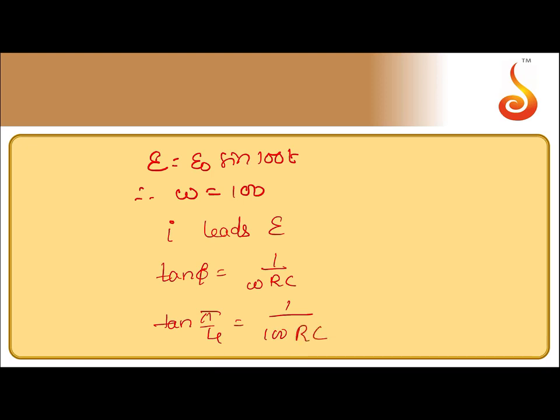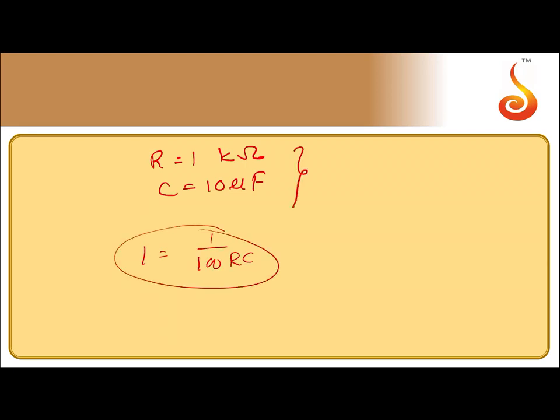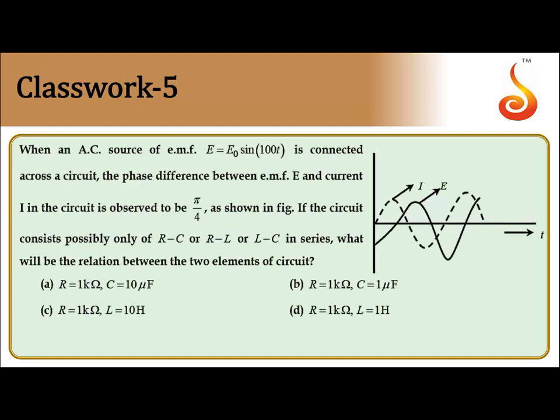So, we can simplify this one, and upon simplification we get R is equal to 1 kilo ohm and C is equal to 10 microfarad. You can find out which of these four options satisfies this equation, that is 1 is equal to 1 by 100 RC or RC is equal to 1 by 100, and upon simplification we get this one, and it corresponds to which option? It corresponds to this option.